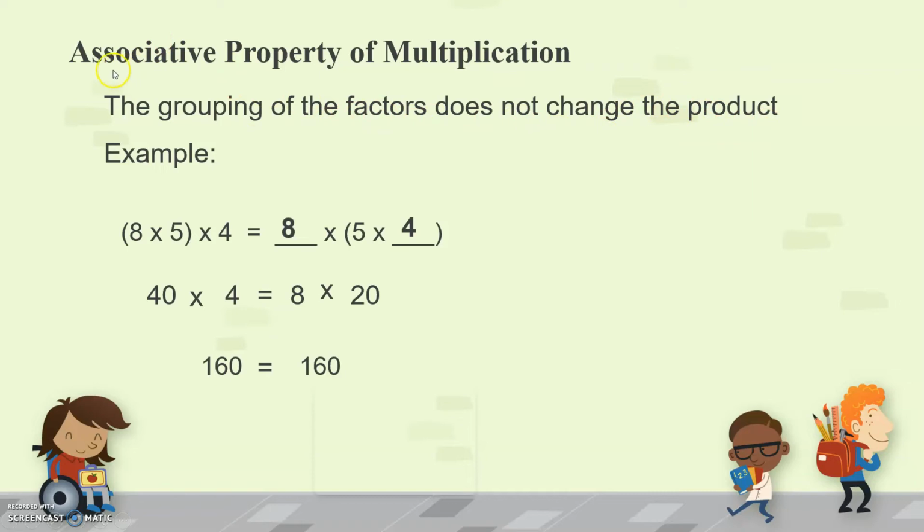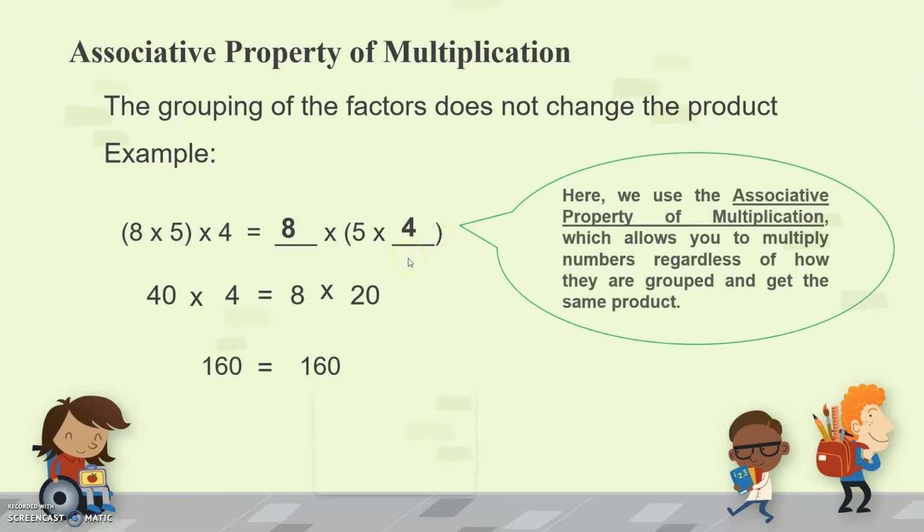Then, para hindi kayo malito, tatandaan nyo kapag associative, ito yung may grouping. May parenthesis. Okay? Kahit sa addition, same lang. Associative property of addition and associative property of multiplication, may makikita kayong ganito. Ayan, nakagroup yung 2 or 3 or 4 na numbers. Ayan. So here, we use the associative property of multiplication, which allows you to multiply numbers regardless of how they are grouped and get the same product. So yan yung sinasabi ko kanina na kahit alin dyan ang i-group mo, kagaya dito, 8 and 5 yung nakagroup, dito naman naging 5 and 4, same pa rin ang nakukuhang product.